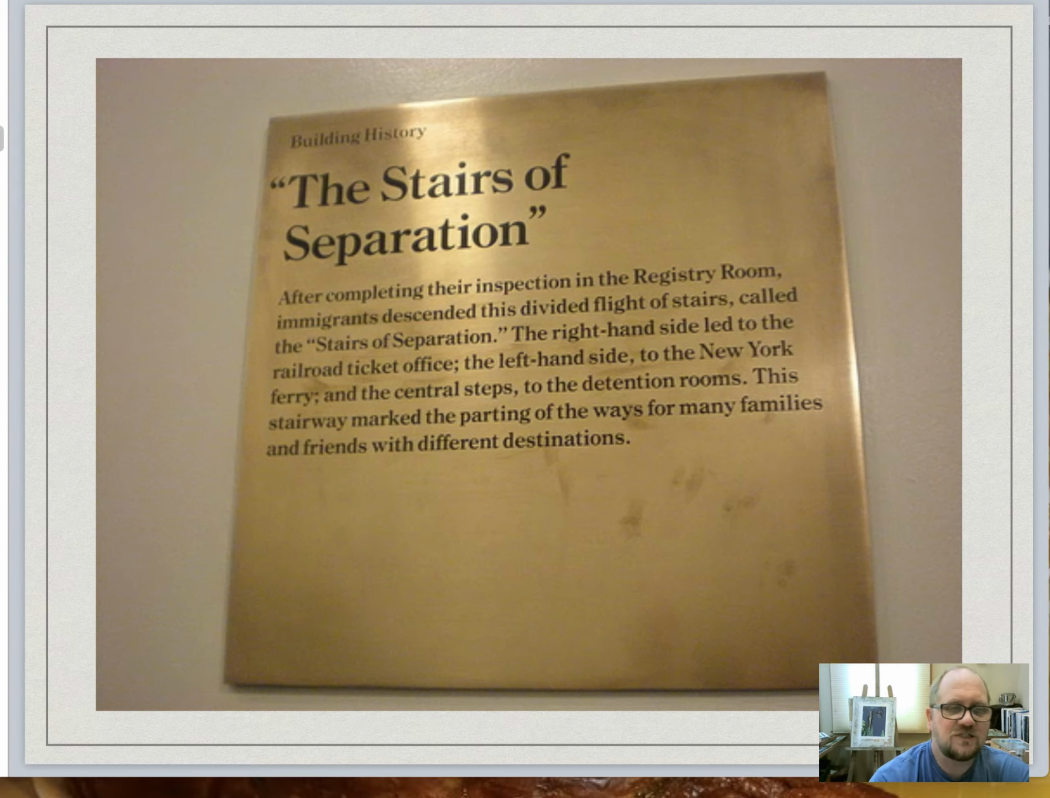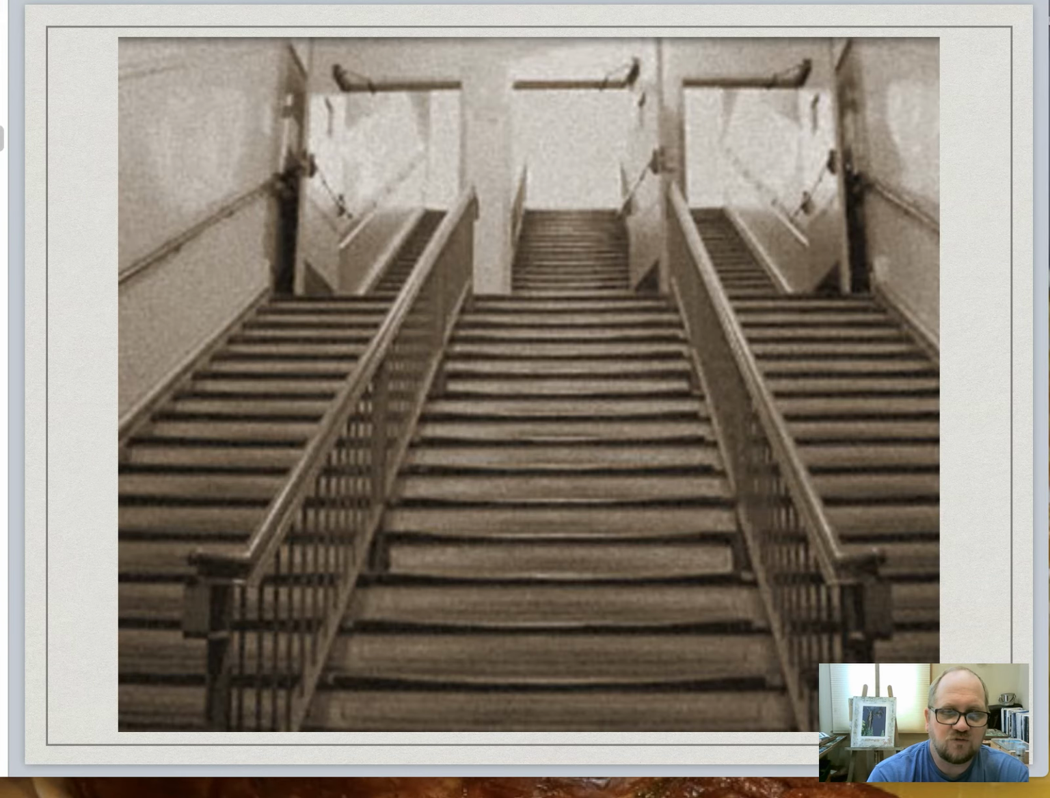These are the stairs of separation. Basically, there are these three sets of stairs. One was going to the trains, one was going to the ferries, and one was going to the detention hall. But for the most part, this took 1 day of processing, and most immigrants did get processed through with very little problems.